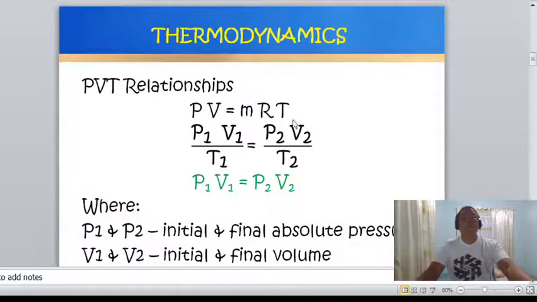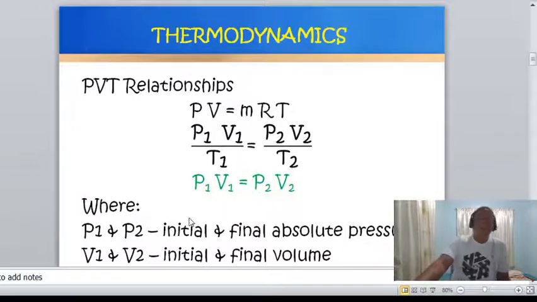Okay. So, from the combined ideal gas equation, P1 V1 over T1 is equal to P2 V2 over T2. Since T1 is equal to T2, we can eliminate T1 and T2 from this equation. So, therefore, the equation now is P1 V1 is equal to P2 V2 is equal to constant. Where, of course, P1 and P2 are the absolute pressures at the initial and final state points. Okay? And V1 and V2 are the initial and final volume of the gas. Okay?